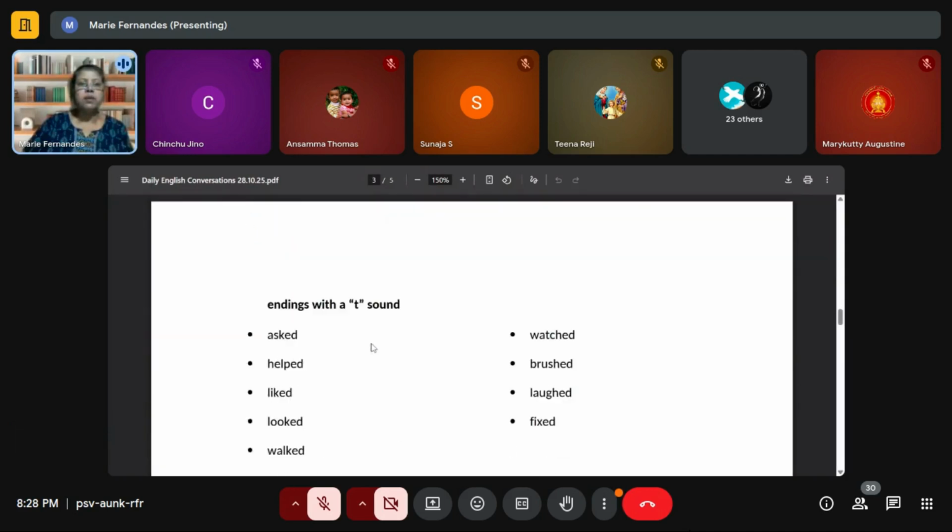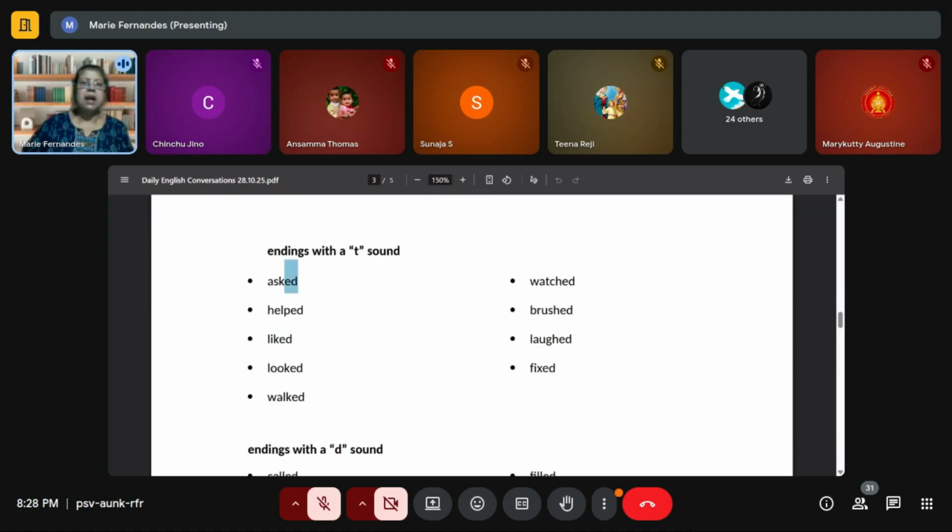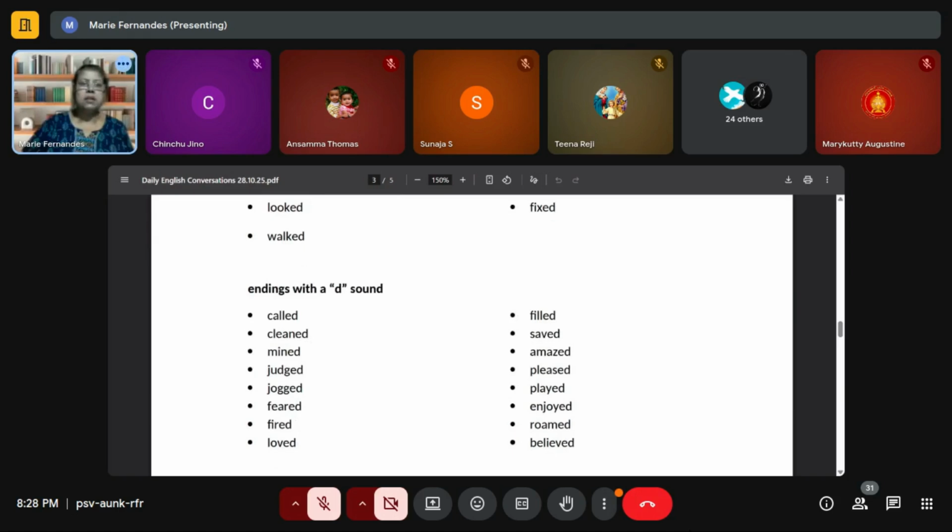Now there's another one where you pronounce the t in these verbs. Asked, helped. Can you hear the t at the end? Liked, looked, walked, watched, brushed, laughed, fixed. All t ending. Base word is ask, add ed. These are all regular verbs. Now endings with a d sound. Called, cleaned, mind, judged, jogged, feared, fired, loved, filled, saved, amazed, pleased, played, enjoyed, roamed, believed. The sound, believed.